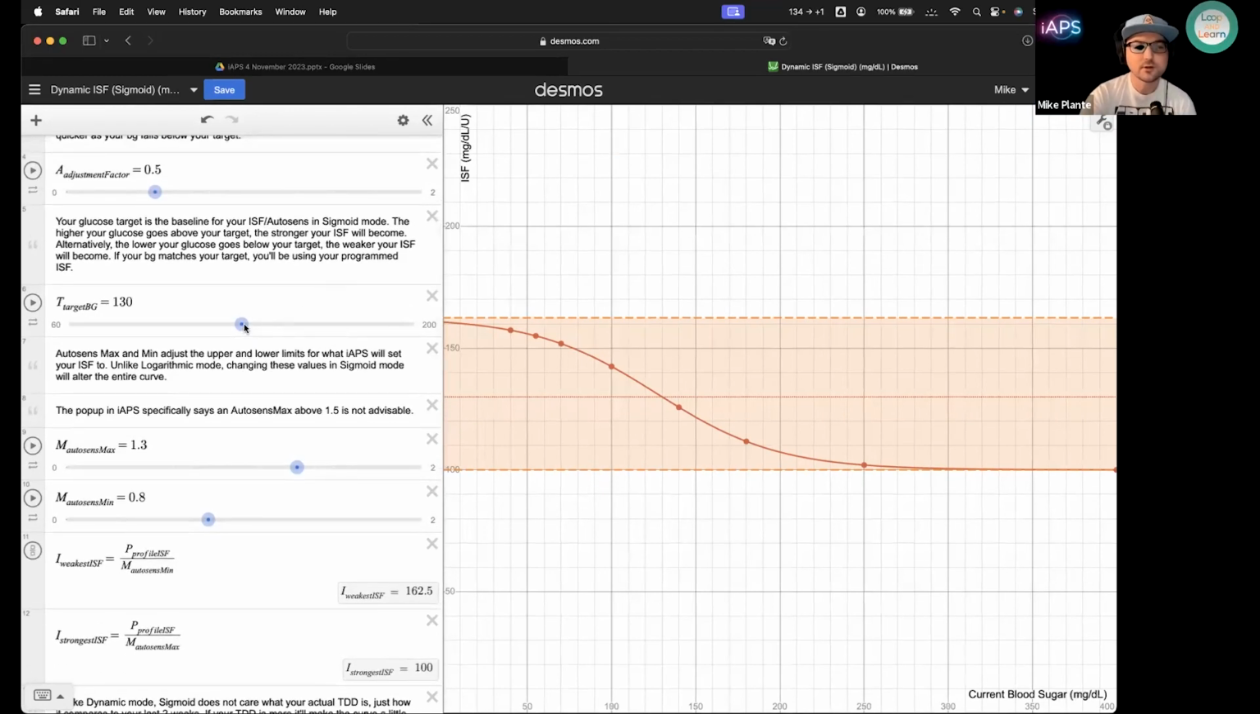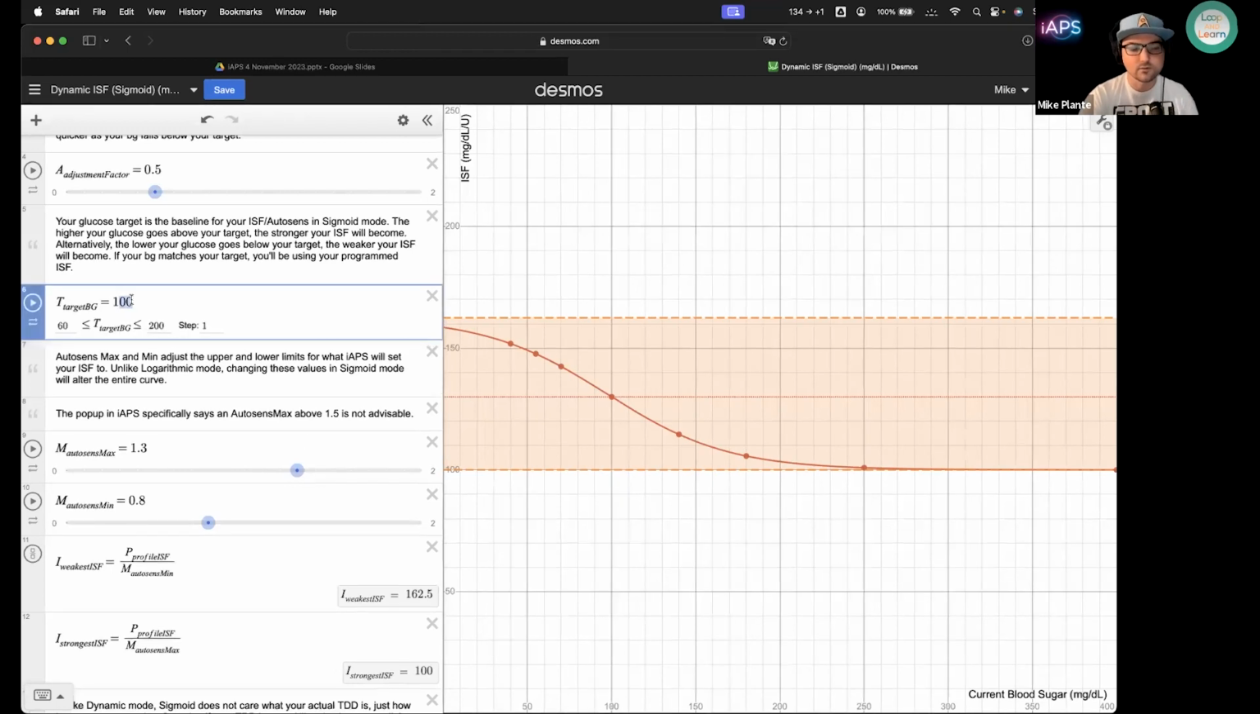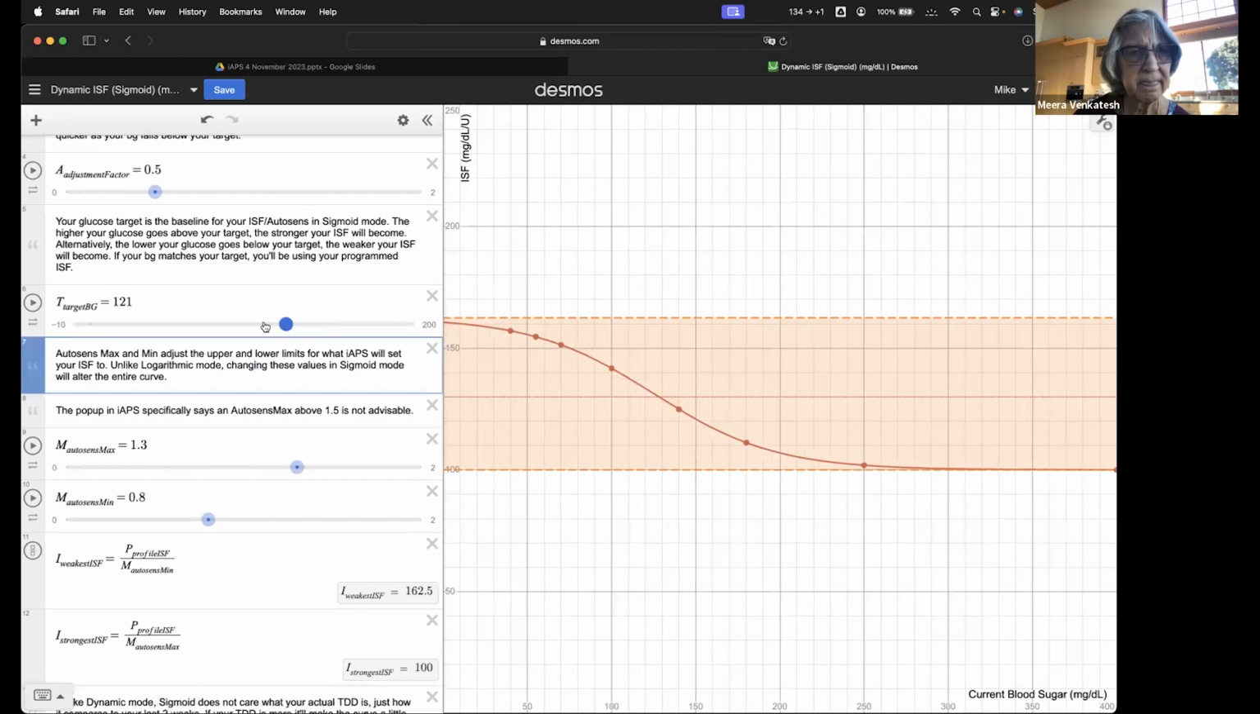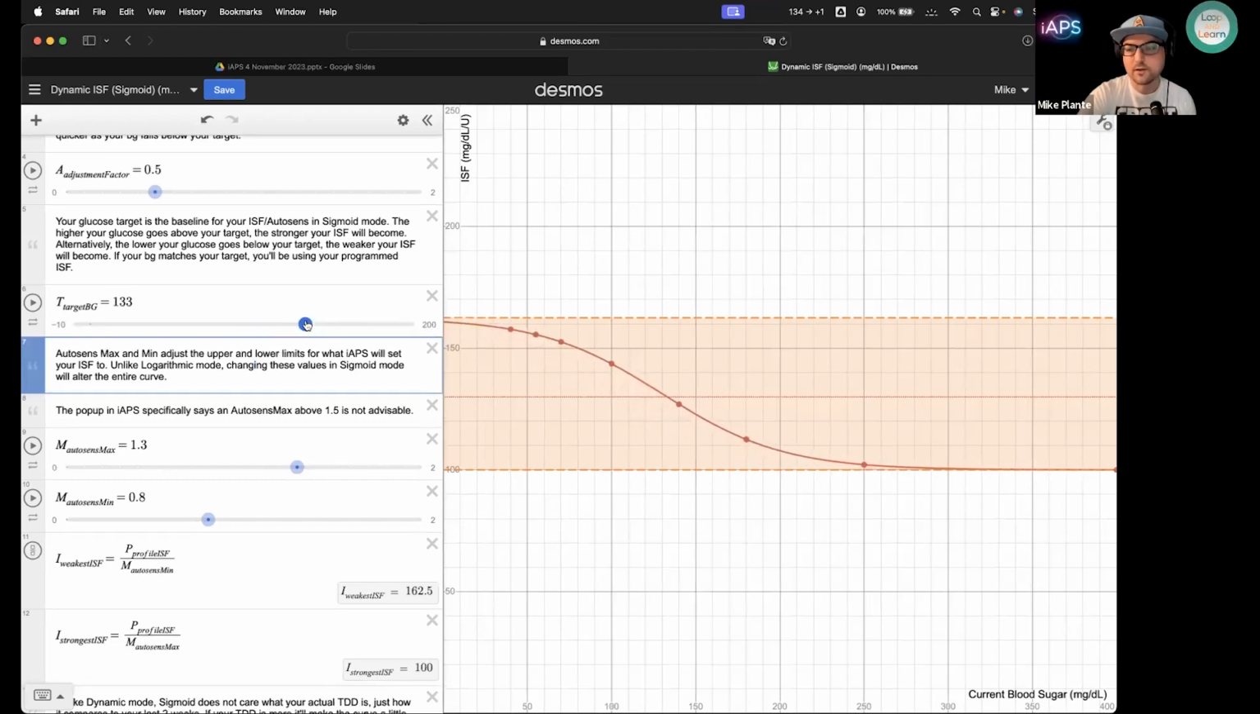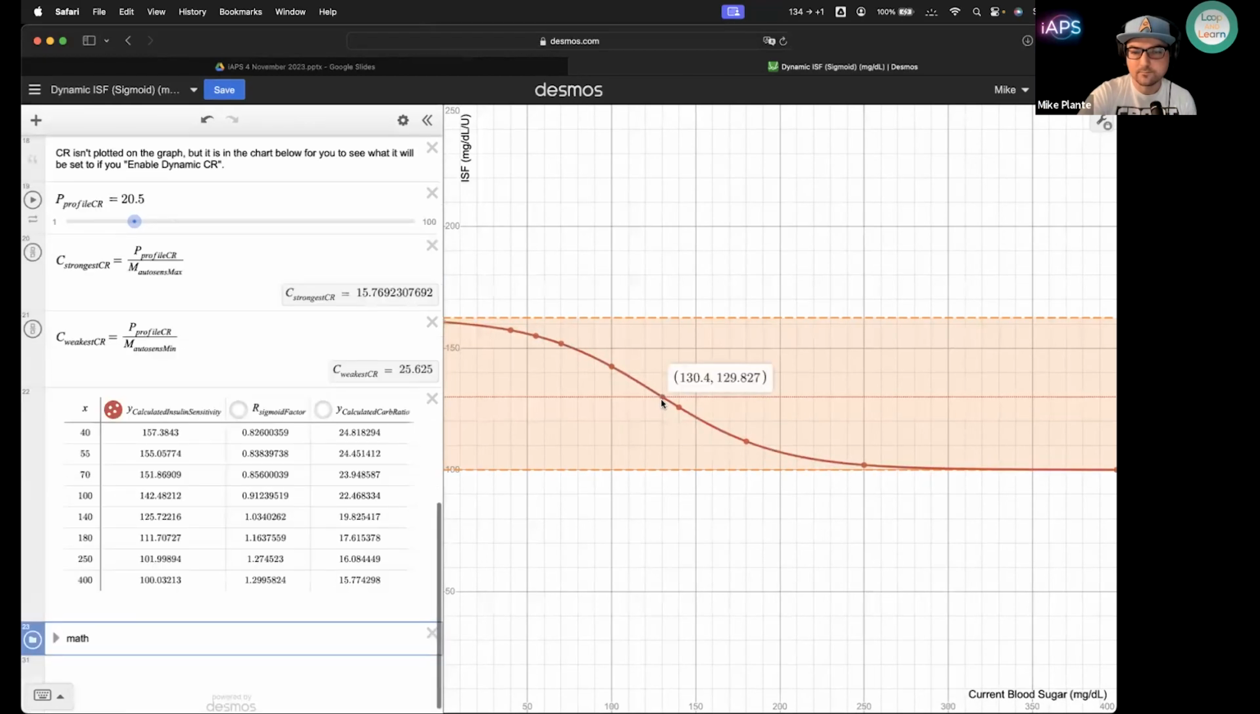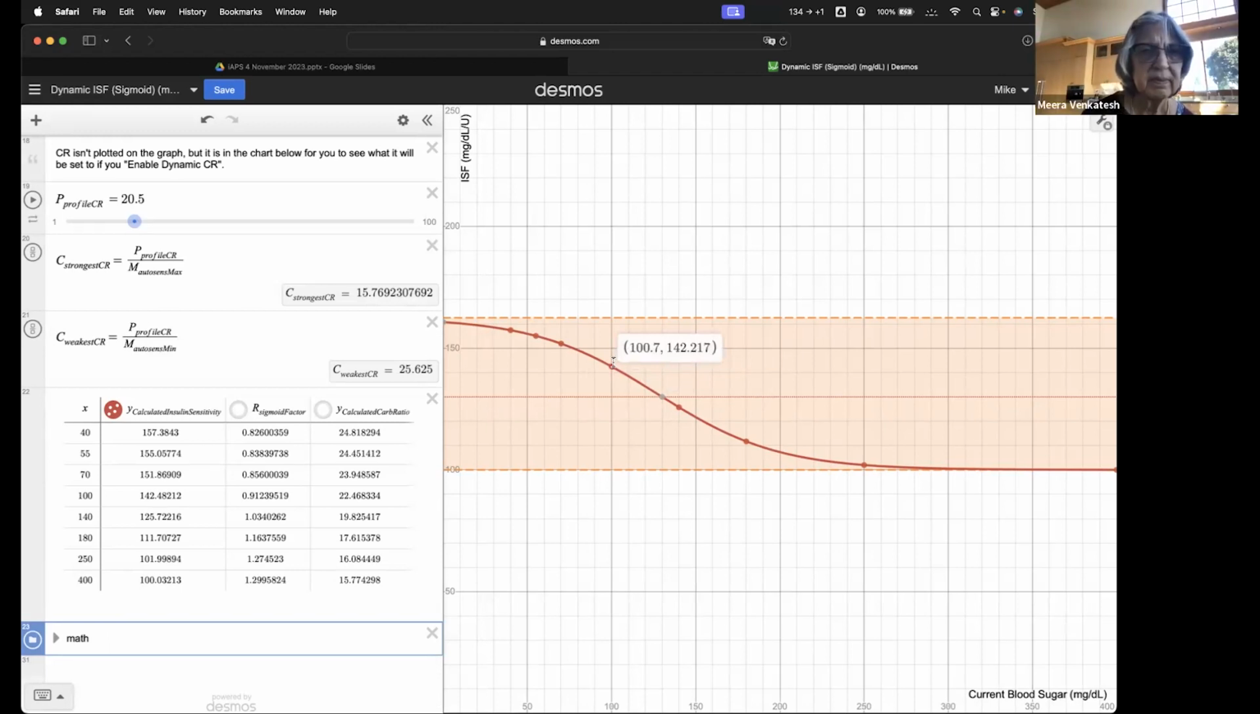So if your target blood sugar is normally 100 in iAPS and you use the custom profiles, say you have one set up to be less aggressive for exercise, and you set that one to 135 or something, it's going to shift this whole graph to the right. Even if your blood sugar is still the same down here, it's going to be weaker. It's going to use a weaker value. Yeah. Okay.